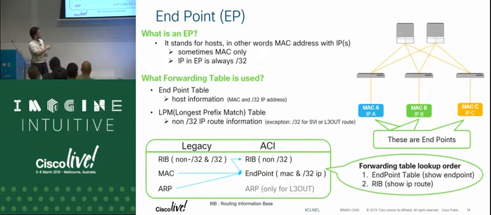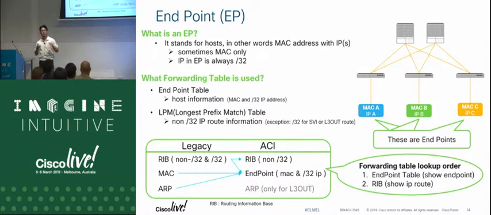So let's take a look at this left bottom table. In the legacy, we have a routing table for all the IP information. We have a MAC table for MAC addresses. We have an ARP table for the relationship between MAC and /32 IP address. But in ACI, all that information is combined in the endpoint table as a single entry. But we still have a routing table because this endpoint table is only for MAC address and /32 IP information. So all the other subnet information will still be in the routing table.